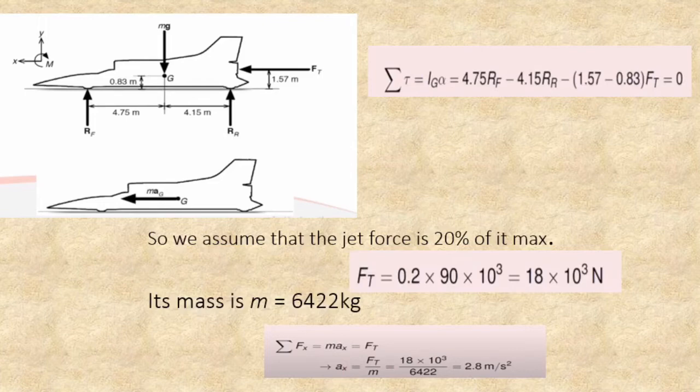Now, as before, we assume the jet force is 20% of the maximum. Hence, we give the thrust force a value of 18 kilonewtons, and the mass of the Bloodhound supersonic car is 6,422 kilograms. So now we can start inputting the known values into the equations we've just created. If we look at all the forces in the x direction, it is just the thrust force equals ma, and we can quickly calculate the acceleration in the x direction in meters per second squared.